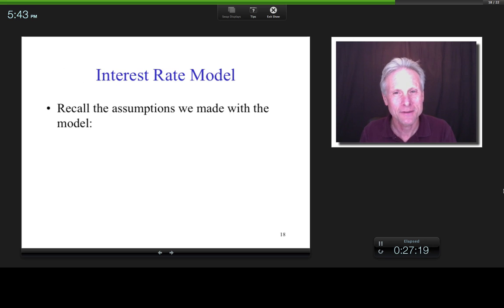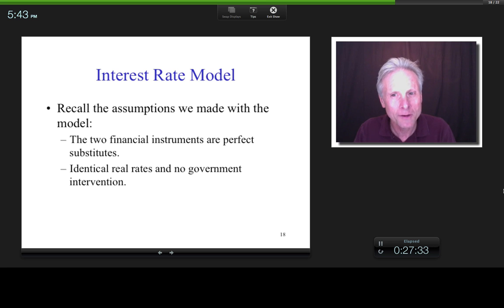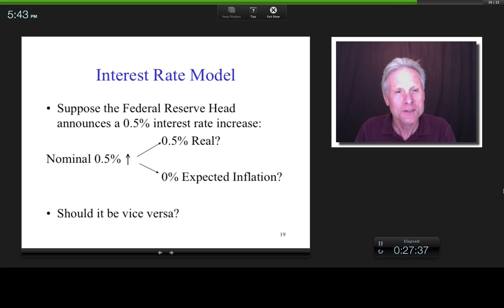Well, let's think about this. With the interest rate model, we said that the financial securities are identical in characteristics, risk, maturity, liquidity, etc. Identical real rates and no government intervention. So when the Federal Reserve announces a 0.5% increase, we have to ask ourselves, is that a 0.5% real increase, with government intervention? Or is it the other way around? Should this up here be 0 for the real rate, and the market all of a sudden increased their opinion of expected inflation by 0.5%? What do you think?